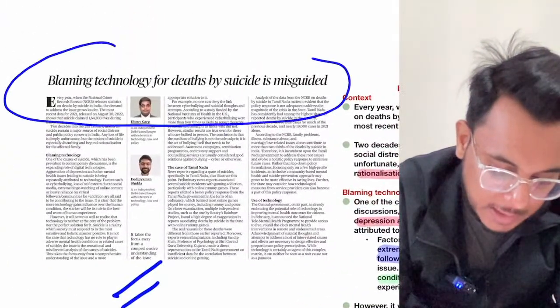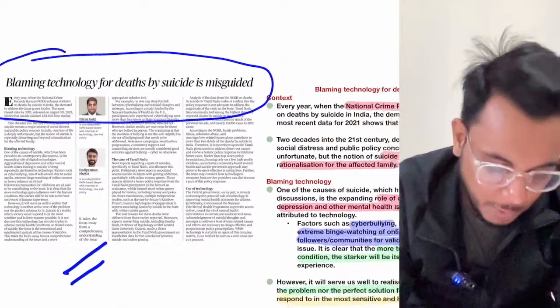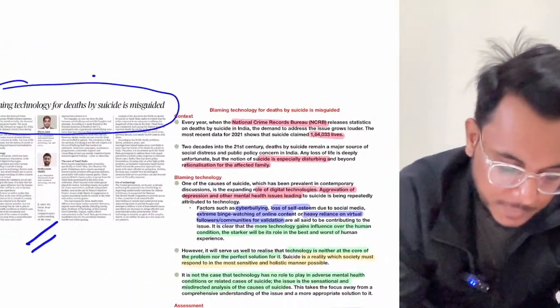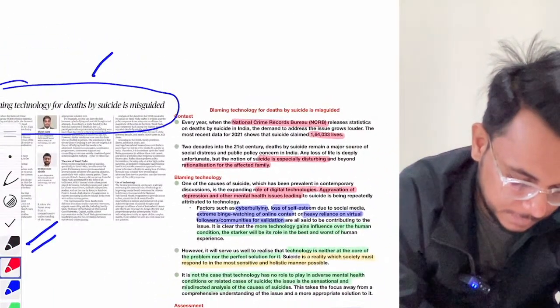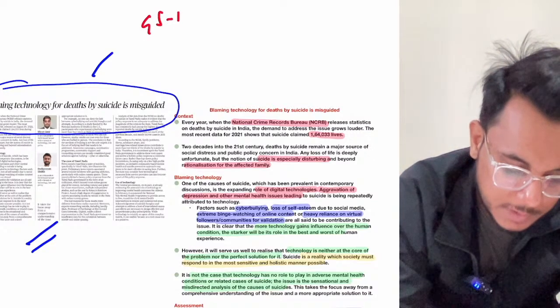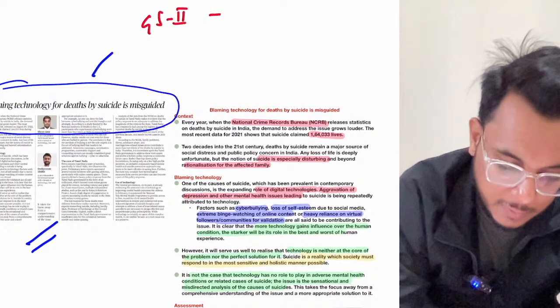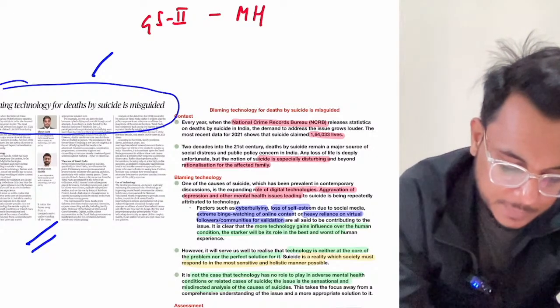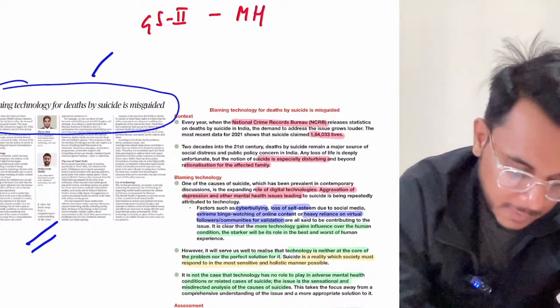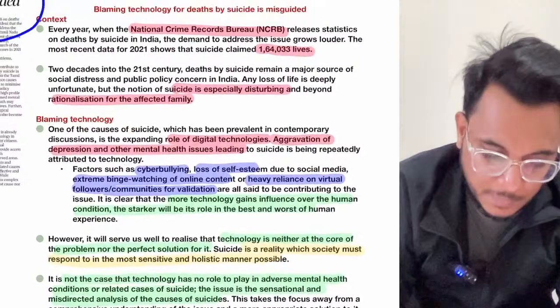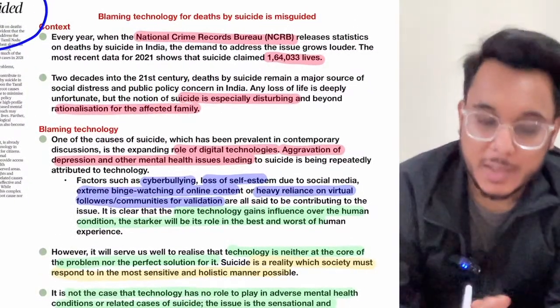Now, blaming technology for death by suicide is misguided. This particular article falls under GS paper number 2, issues related to mental health. Now, recently what has happened?